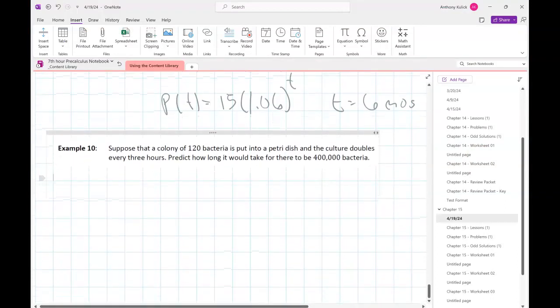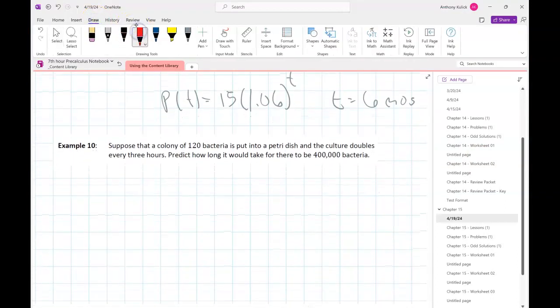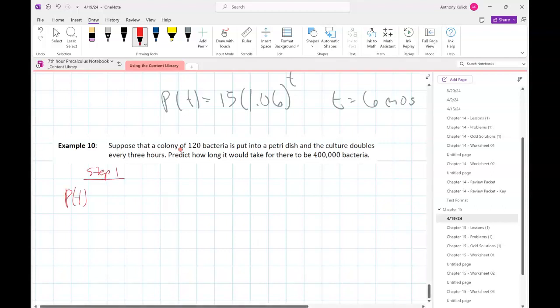Okay. So let's do another example. It says, suppose that a colony of 120 bacteria is put into a petri dish and the culture doubles every 3 hours. Predict how long it would take for there to be 400,000 bacteria. So again, this is one of those two-step problems. We've got to write the model and we've got to solve the model. Everybody's okay?